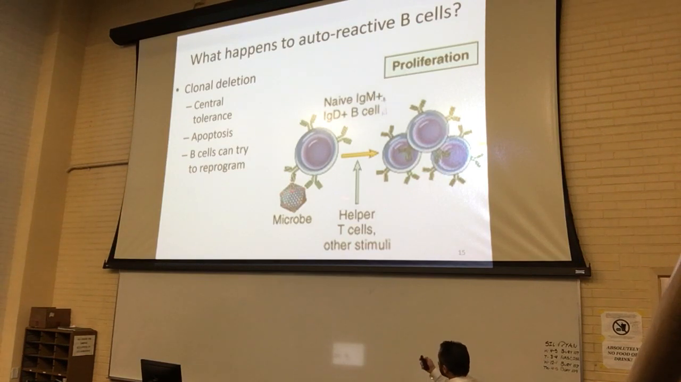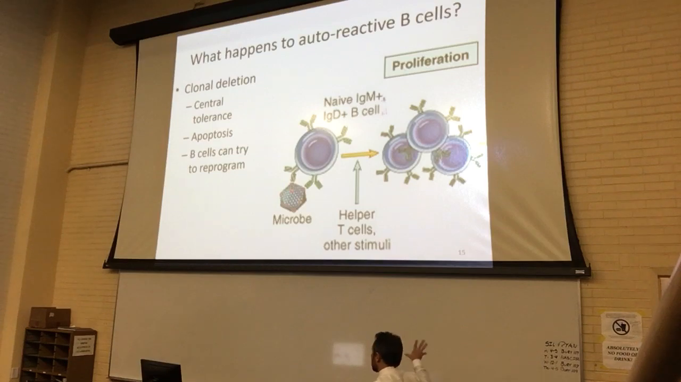So these helper T cells, there's a name for them in a lot of the literature. They're called the linchpin of the immune system. So they're a critical cell type because of the crossover that they can do.